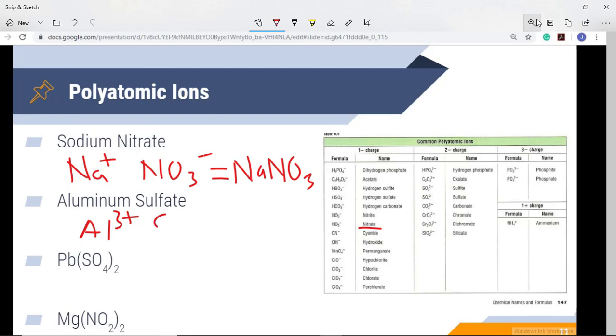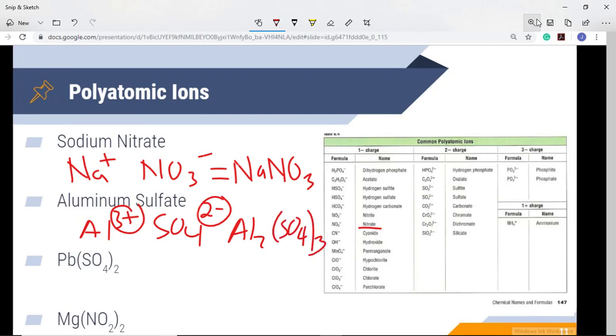Sulfate, SO4, that's a 2 minus. So again, we need to look at these. We need to get those to 6, so this is going to be Al2, and in parentheses, SO4, 3. 3 of those makes up -6.